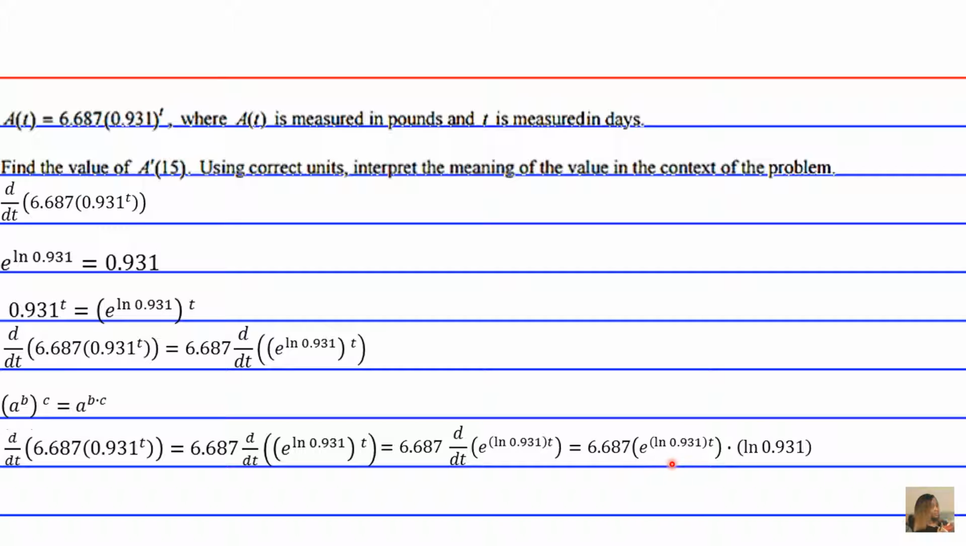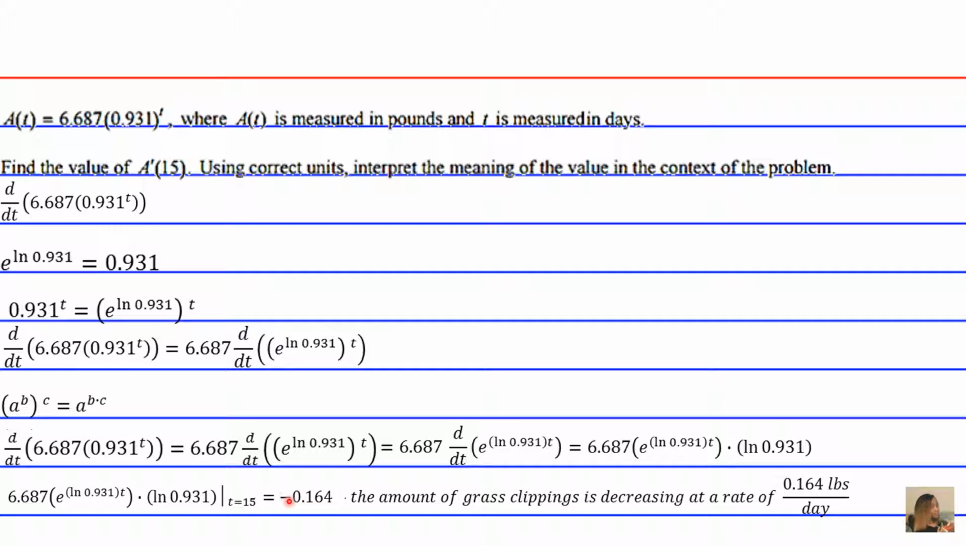So this is basically our general derivative, but now we have to evaluate it at 15. To do that, you just plug in 15 here and solve this in your calculator, and you get a negative answer. This makes sense because the grass is decomposing, so there should be less and less; amounts are being taken away, not added. So in the context of this problem, the amount of grass clippings is decreasing at a rate of 0.164 pounds per day on day 15. This is the rate of decrease on day 15. Okay? All right.